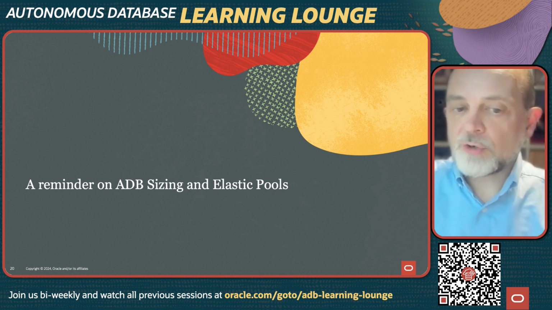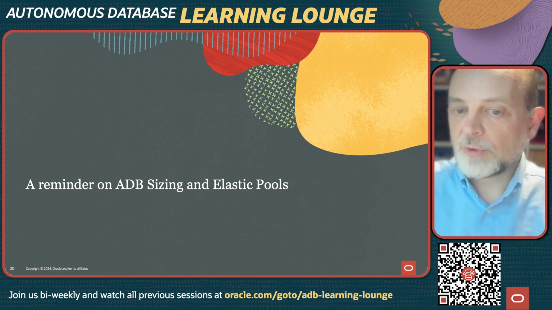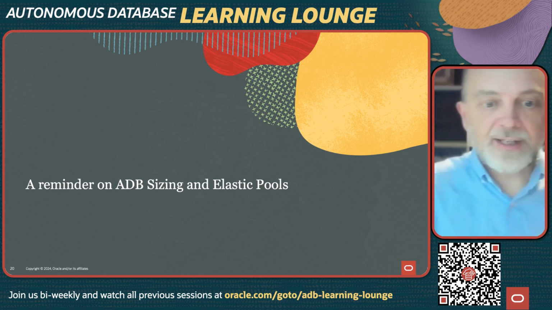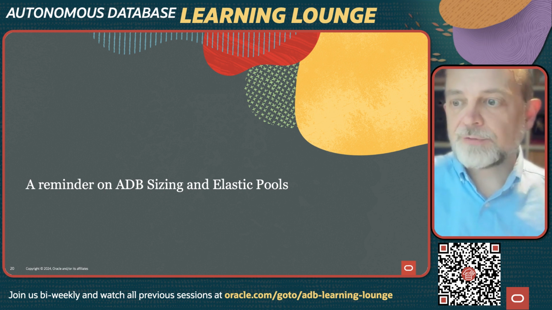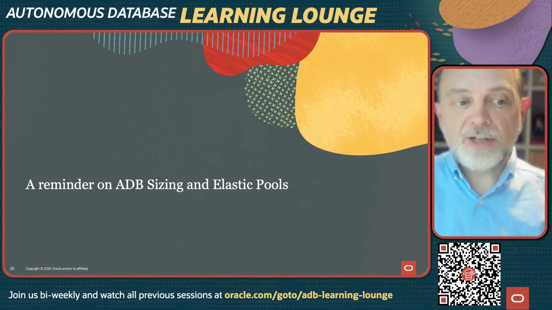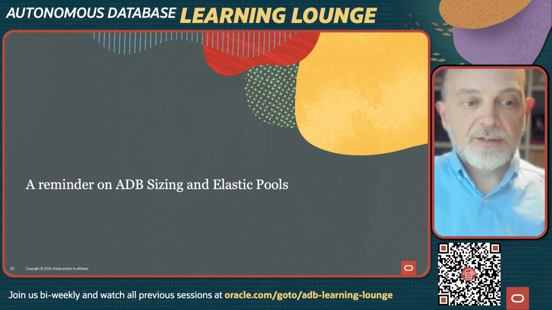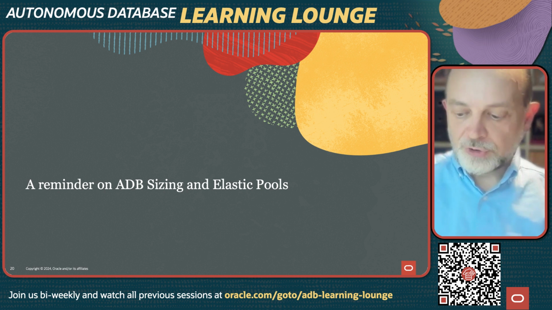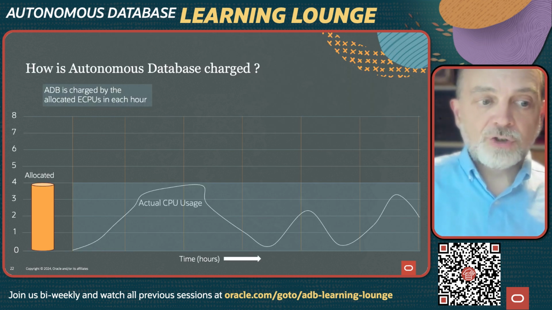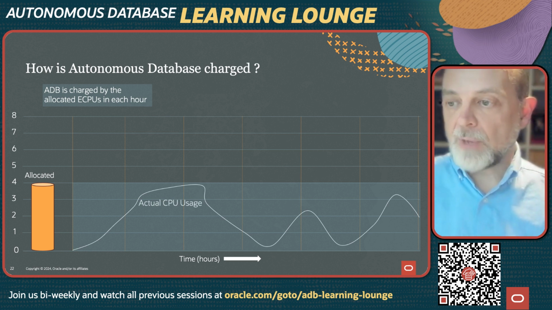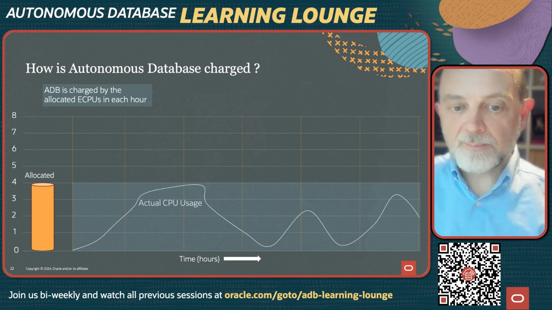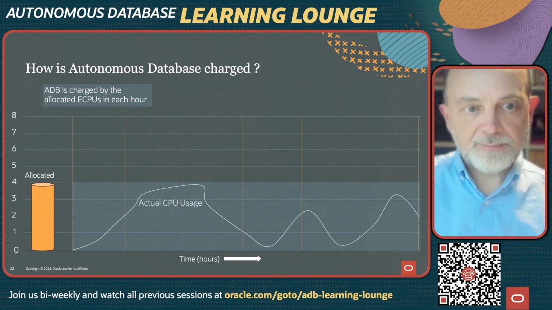Okay, so I'm going to go quick reminder to start off with on how we do autonomous database sizing and some Elastic pools. And since many of you haven't heard of Elastic pools, that's good. So, well, how do we charge for autonomous database? Because it's a fully Elastic system, and we charge against the number of CPUs that are allocated. Now, as your CPU goes up and down, you still get charged for whatever you have allocated. Now, of course, if you wish, you can reduce that allocation and increase it manually or via scripts, but essentially you get charged for what's allocated throughout the life of the database.